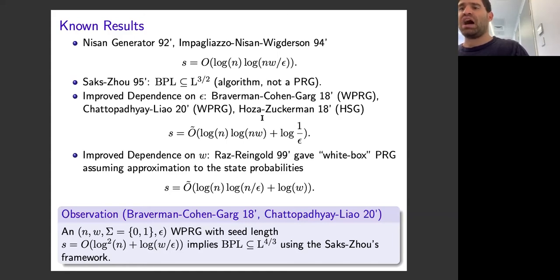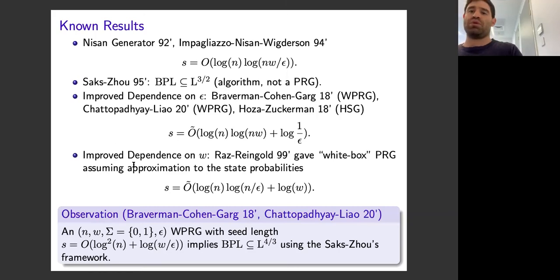The same year, after the BCG paper, Hoza and Zuckerman gave a hitting set generator for the case where W is poly n. So it is log squared n plus log 1 over epsilon, actually without the log factors. And Chattopadhyay and Liao also gave a weighted PRG, sort of similar but slightly less involved than the BCG, with roughly this seed length, perhaps with a different, better dependence in the log factors. So this is about weighted PRGs and this line of work that improves the dependence on the error parameter.